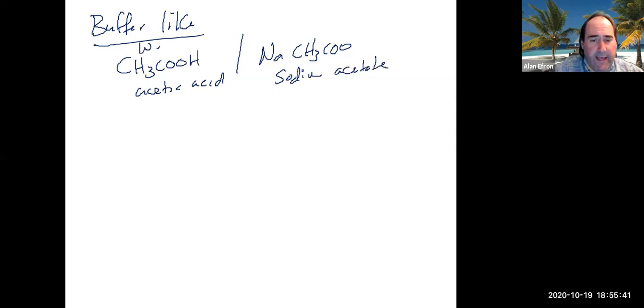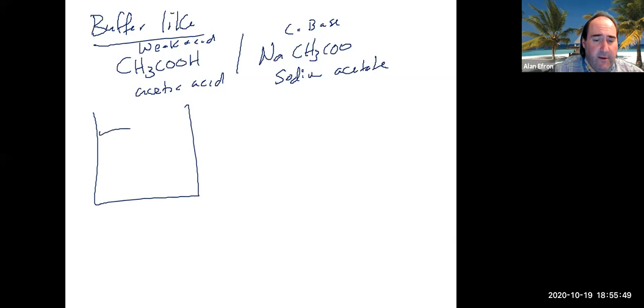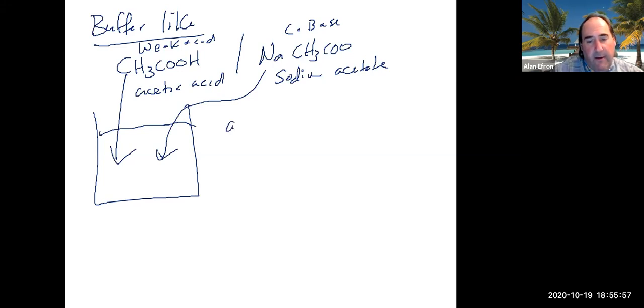This is a weak acid, and this is its conjugate base, basically. So both of these are in that solution to begin with. When we make this buffer, we have both of those things in the solution to begin with. So there's an acid part and there's a base part.